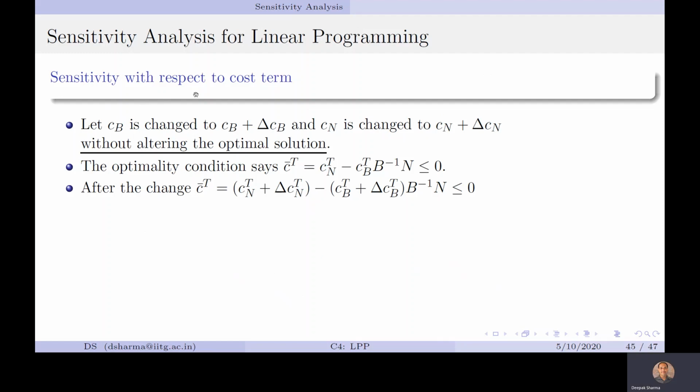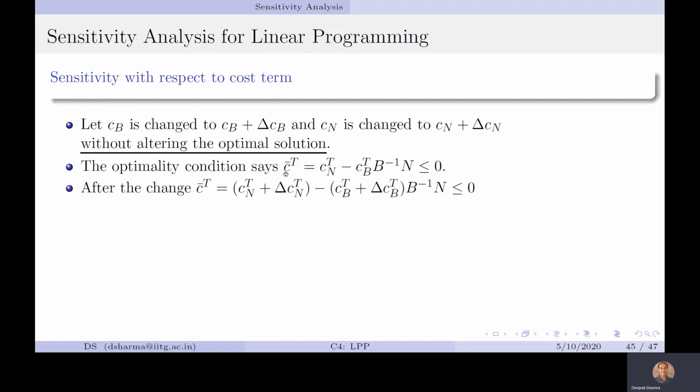Now come to the sensitivity with respect to the cost term. Let us assume that the cost of the basic variables has been changed to CB plus delta CB. Similarly, for the non-basic, we have changed to CN plus delta CN. We are changing in such a way that we don't want to change the optimum solution. Remember that whatever the optimum solution in the previous case, for example, 6 and 2, we don't want to change that. So what should be the range of this change in the cost coefficient?